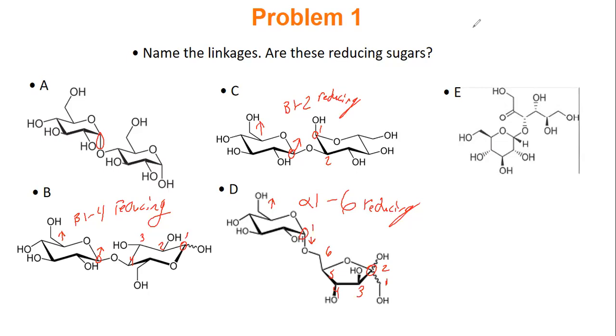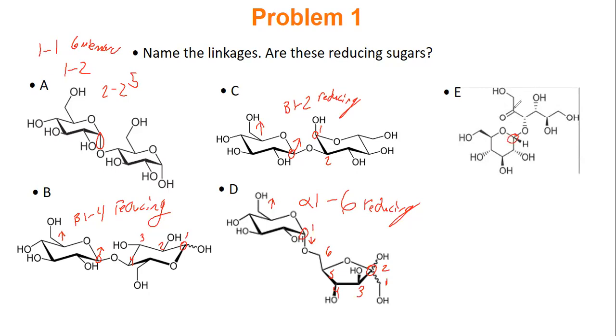The only thing that's non-reducing is when you have a 1, 1, if they're both 6-membered, or if it's like a 1, 2, or a 2, 2, if you're dealing with 5-member rings. If the alpha carbon is in a glycosidic bond, both of them, that's non-reducing. So any 1, 4 is always going to be reducing because the anomeric carbon is either number 1 or number 2.